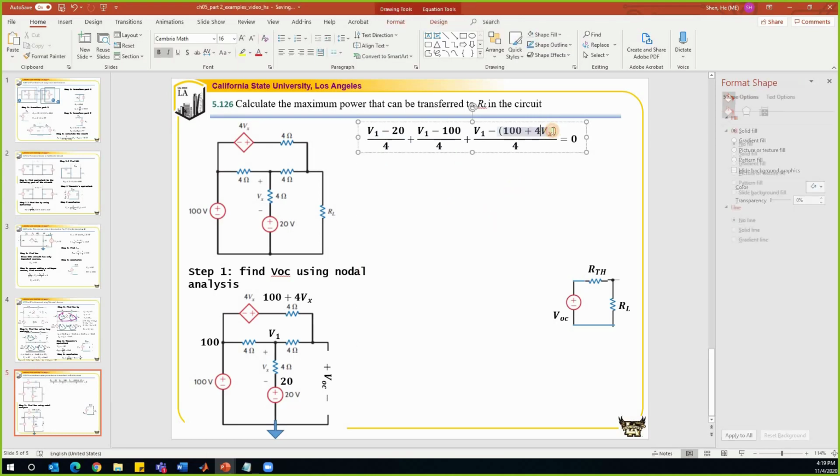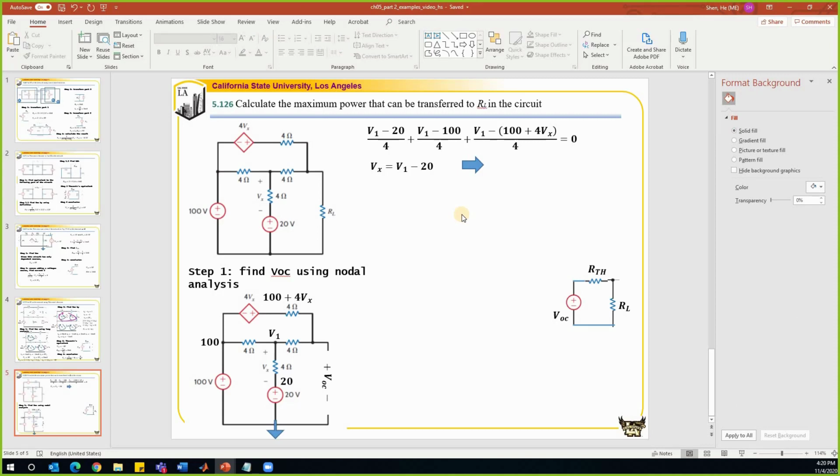And since we have one dependent variable, I need to find the relationship between Vx and the nodal voltages that I defined. Vx is here. So Vx is the voltage difference between V1 and 20. So Vx is equal to V1 minus 20. Now I have all my equations. I just need to solve them. Solving these equations gives us V1 equal to negative 120.